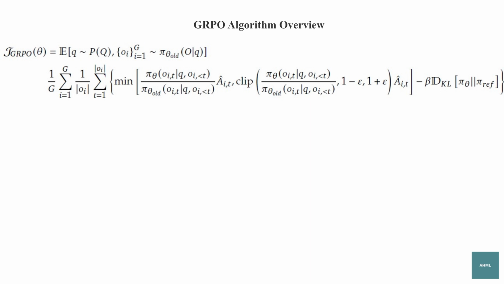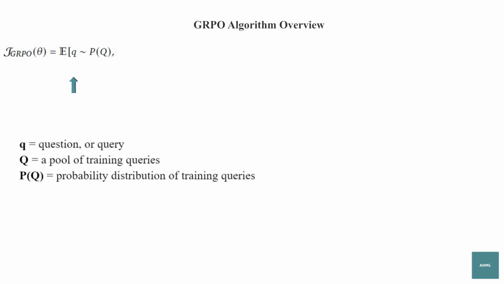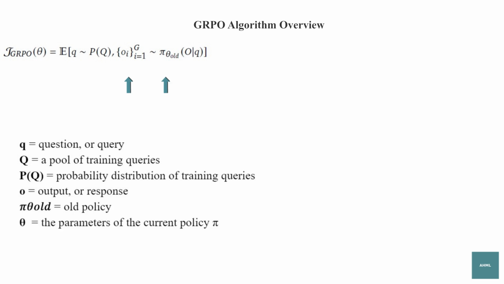GRPO is a reinforcement learning algorithm designed to enhance policy optimization. First, GRPO selects a query Q from a pool of training queries. P of Q represents the probability distribution of training queries. GRPO then samples a group of outputs O from the old policy pi theta old. Theta represents the parameters of the current policy.